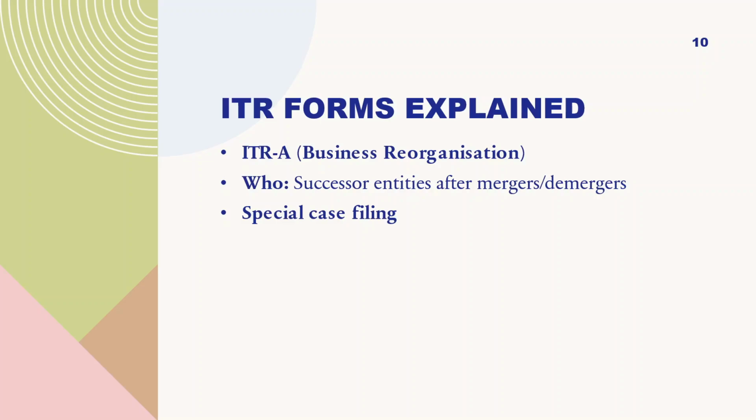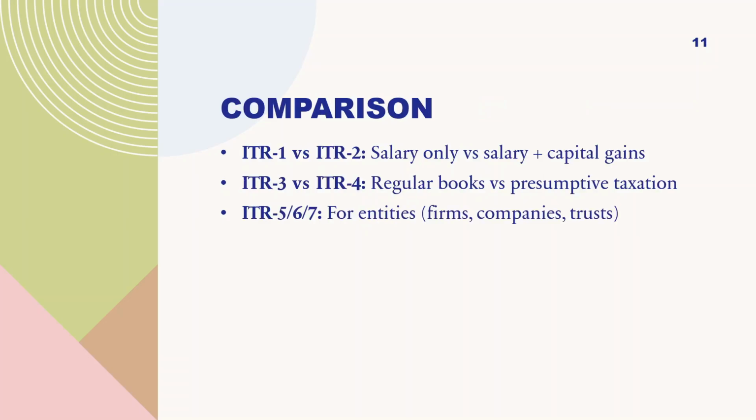And then there is ITR A. This is called business reorganization. Suppose successor entities after a merger or demerger, they need to file ITR A, a special case filing. Okay, not for everyone. Now I can make a comparison between ITRs. ITR 1 versus ITR 2 is salary only versus salary plus capital gain.